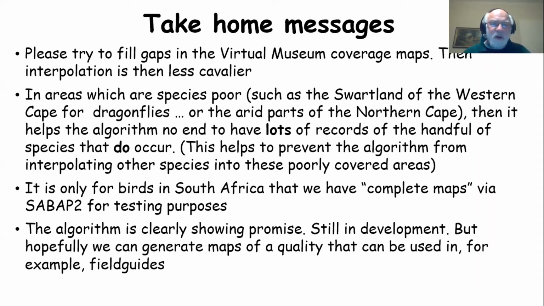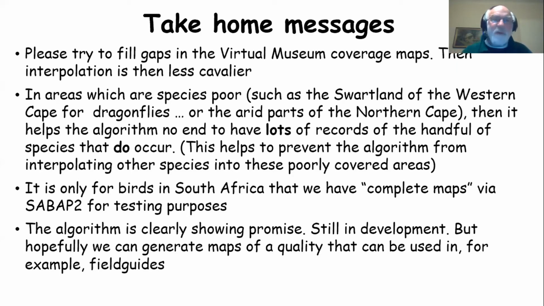In areas which are species poor, so for the dragonflies, the Swartland, the area just north of Cape Town, and the arid parts of the country, what helps the algorithm a huge amount is to have lots of data for the handful of species that do occur. And this helps prevent the algorithm from interpolating other species into poorly covered areas. So that's quite a technical concept. Maybe I should unpack it in writing some more.